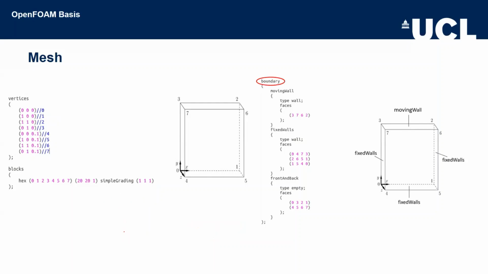Now in the boundary function, we can see that a face is defined by every 4 vertices. In this simulation, there are 1 moving wall, 3 fixed walls, and 2 front and back faces defined. So there are 6 faces defined in total, and these 6 faces form a cavity.